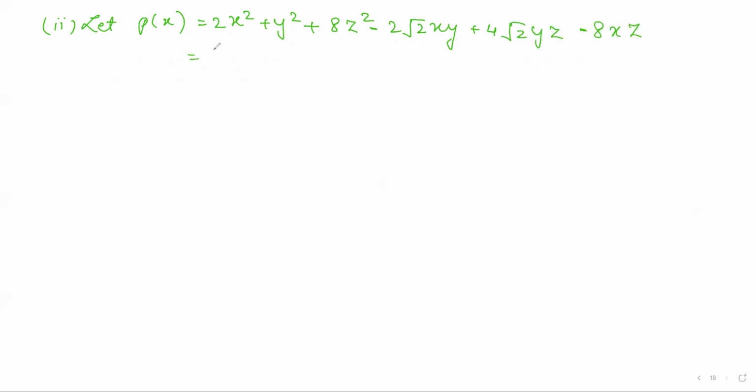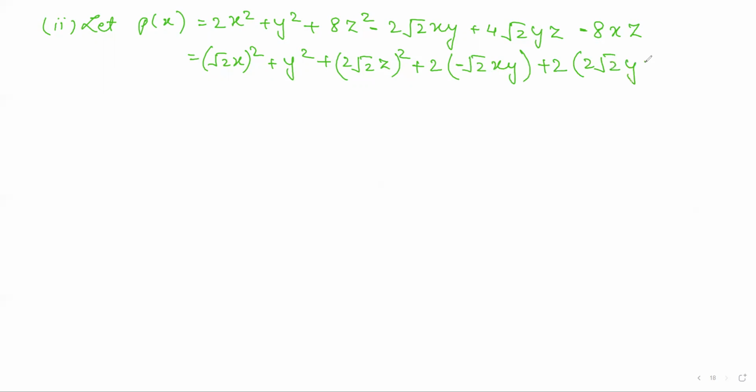Now this can be written as (root 2x) whole square plus y square plus (2 root 2 z) whole square. So you're writing these in whole square terms. Here you need a positive sign in all the three terms, so minus is taken in the bracket. You're left with plus 2, this 2 goes outside, and you're left with minus root 2 xy in the bracket. Again, plus 2 outside, you're left with 2 root 2 yz. Plus 2 outside, minus 4xz inside.